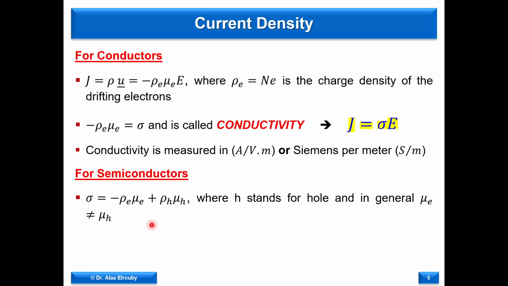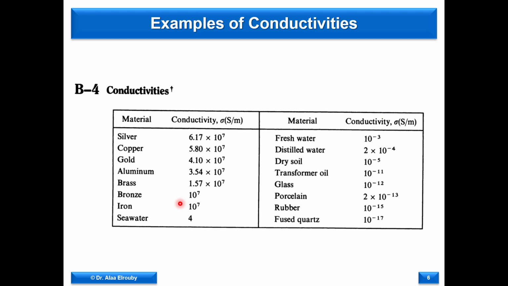For a semiconductor, we would have two kinds of charges, which are the holes and the electrons. So the conductivity would be the sum of the volumetric charge density of electrons multiplied by its mobility, plus the volumetric charge density of holes multiplied by its mobility. And this is a table of the conductivity for different materials, just for your information.